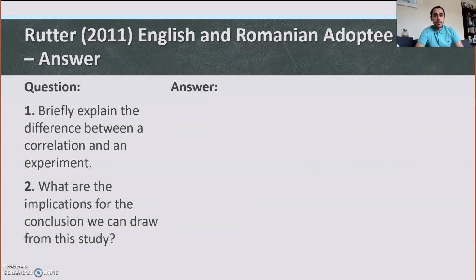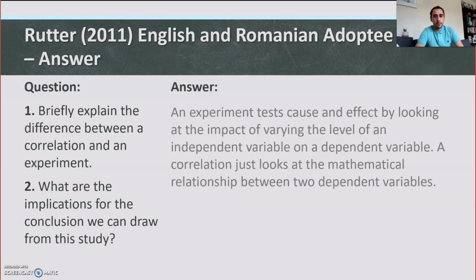Let's go through the answers. Briefly explain the difference between a correlation and an experiment. An experiment tests cause and effect by looking at the impact of varying the level of an independent variable on a dependent variable. A correlation just looks at the mathematical relationship between 2 variables. There isn't an independent variable. There isn't a variable that you're manipulating. You're merely looking if there's a relationship between 2 co-variables. So you can't come to a cause and effect because you can't say X is causing Y. Because it could be Y is causing X, or Z is causing X and Y.